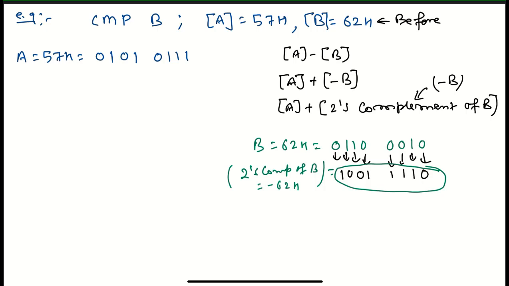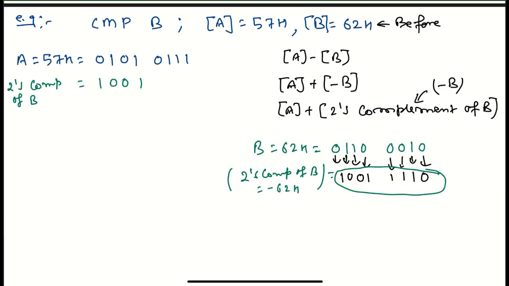So here we can write the 2's complement of B. This value is 1 0 0 1 1 0 0 1, then 1110. So I have copied this value here. Now we need to add this. That is called the 2's complement subtraction method.